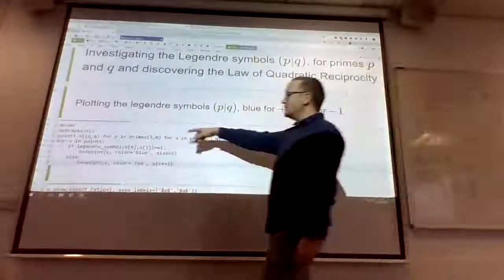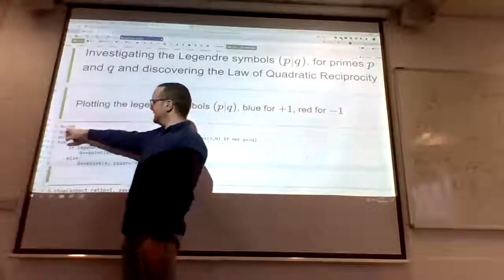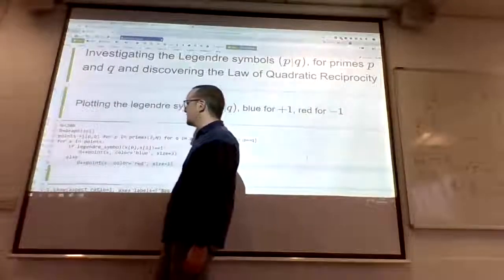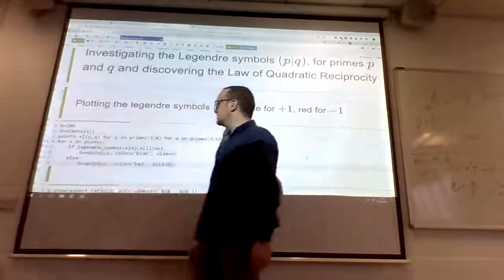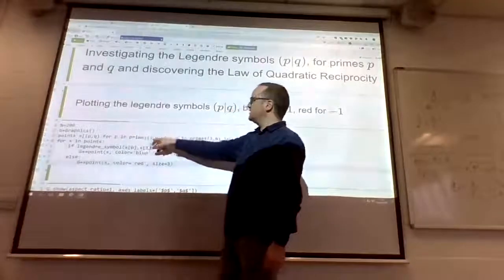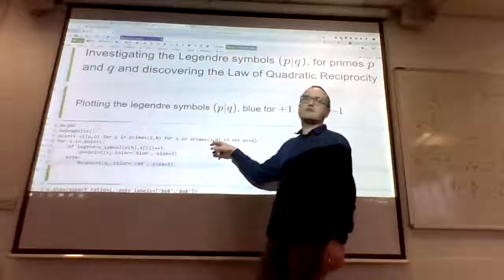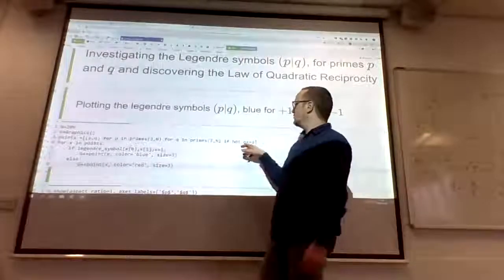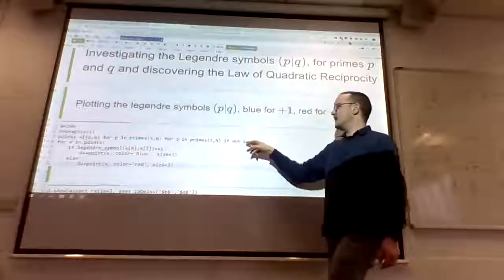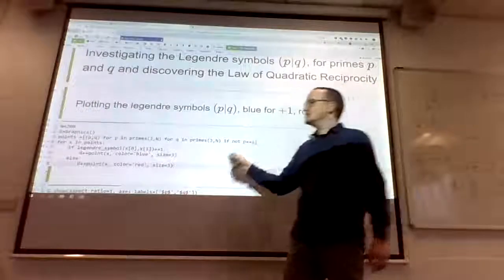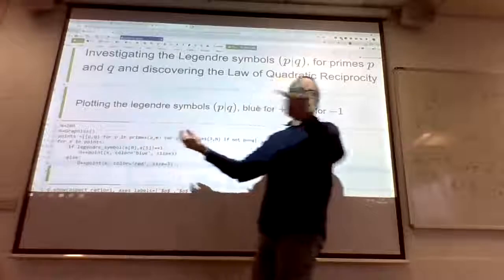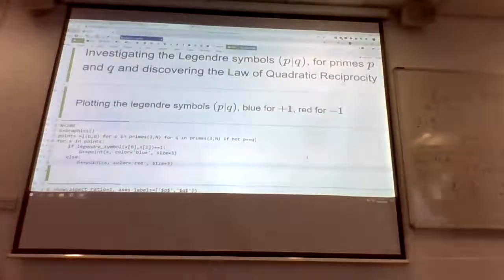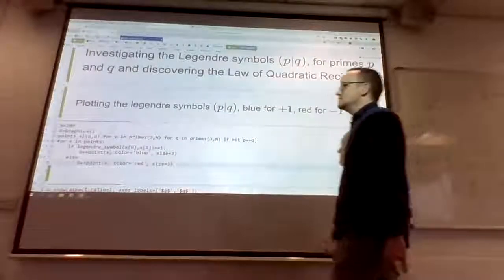So let's just look briefly at this code. What I'm doing here is setting an upper limit n to be 200. I'm creating a list of points PQ, where P is every prime between 3 and n, and Q is every prime between 3 and n, but I exclude the case where P equals Q. So this is all the pairs of distinct primes between 3 and n, every possible pairing of primes. The upper limit I've taken is 200.